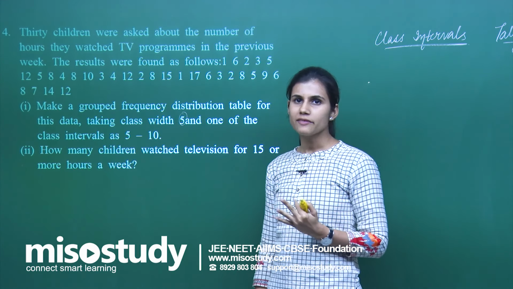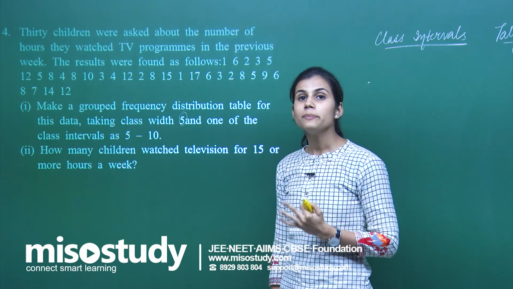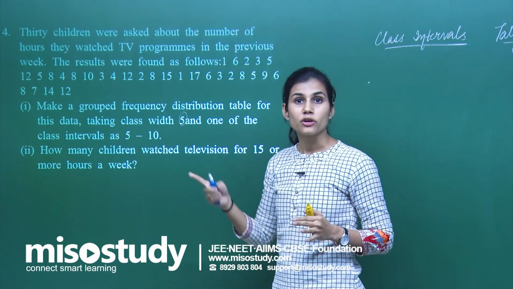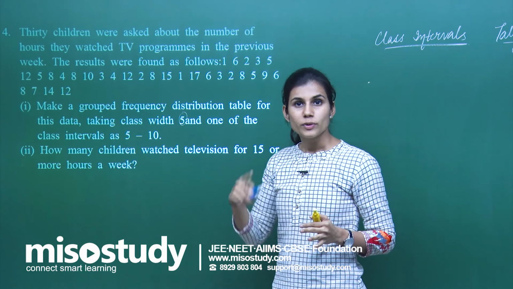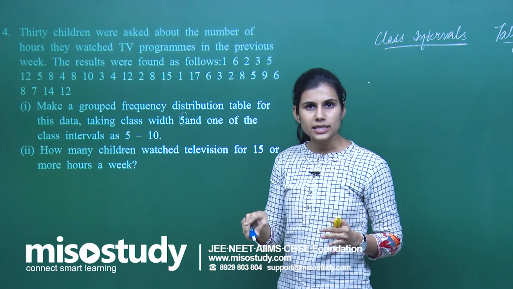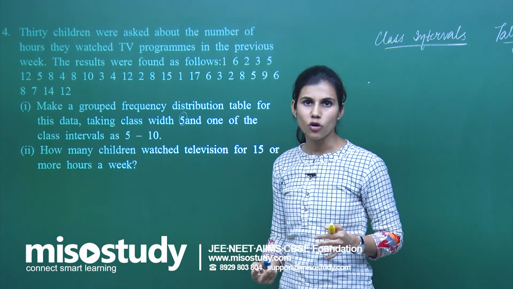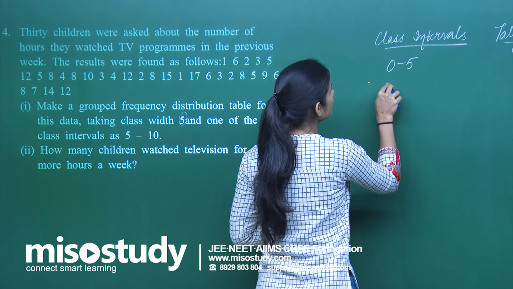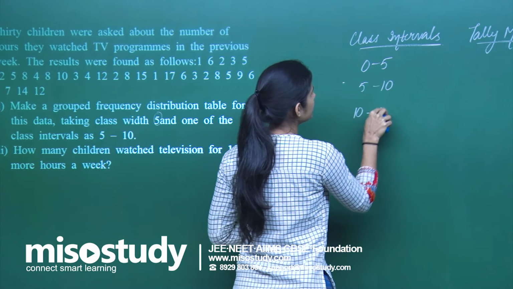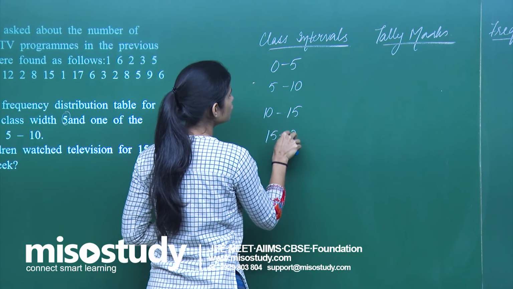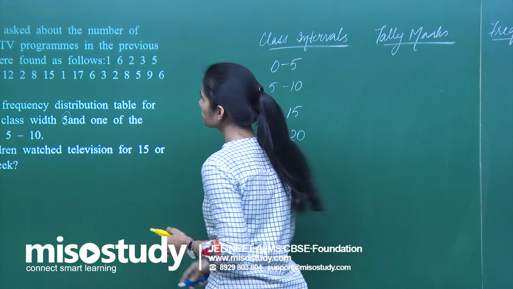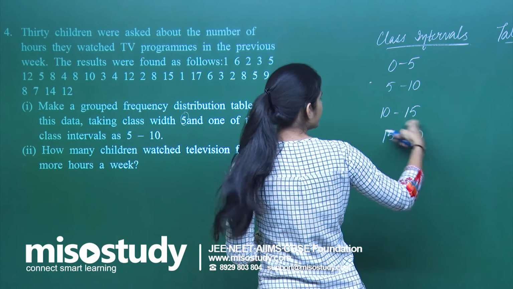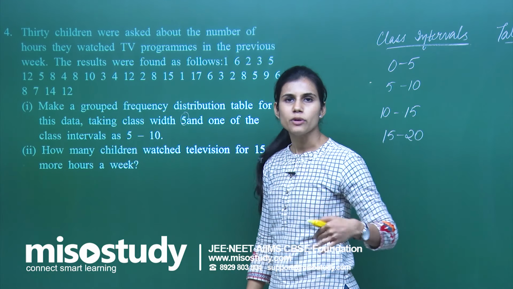If I take 0 to 5 as my first class interval, I will actually be considering the values 0, 1, 2, 3 and 4. 5 will be excluded because next class interval will be 5 to 10. So when upper limit of one class interval is lower limit of the next class interval, I am talking about the exclusive way of making the frequency distribution. So I will be beginning from 0 to 5, then 5 to 10, 10 to 15, 15 to 20. Do we need more intervals? Let's see. Maximum here is 17, so that much will be covered in 15 to 20 hour range. We don't need 20 to 25.